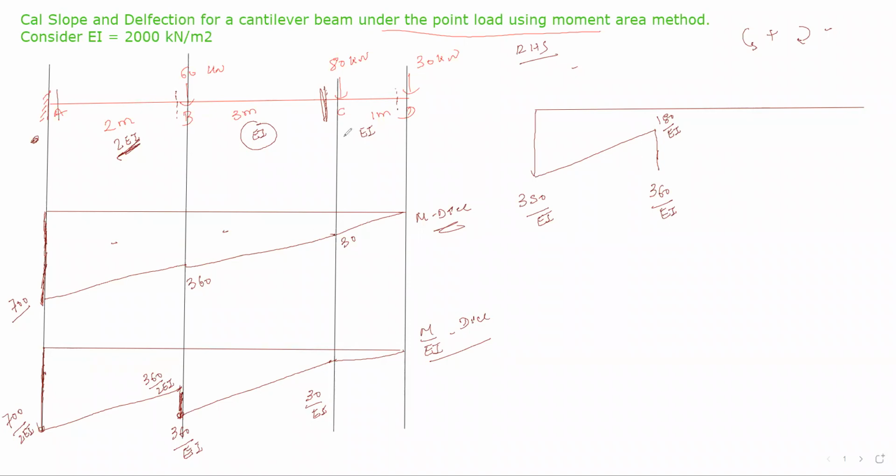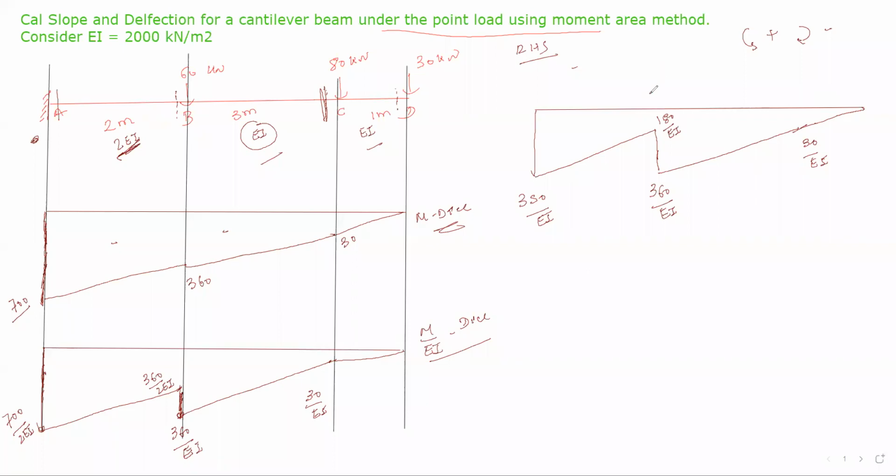Similarly at point C, again your EI on left side and right side, same or different? At point C, either left side or right side, your EI is same. That's why we will get only one moment. That is nothing but direct 30 by EI. Is it clear?